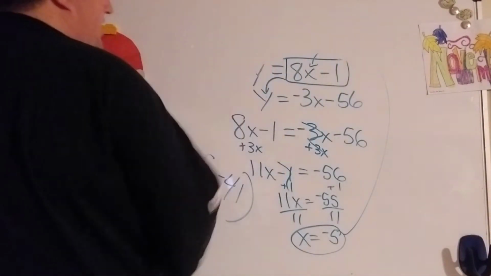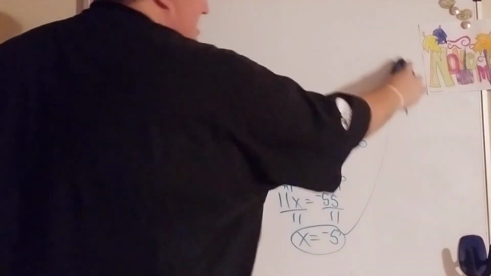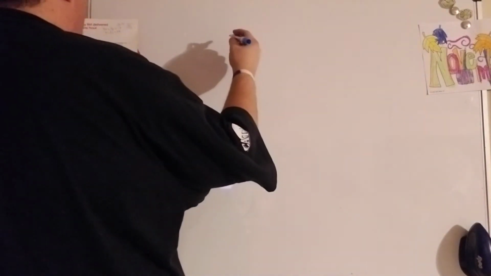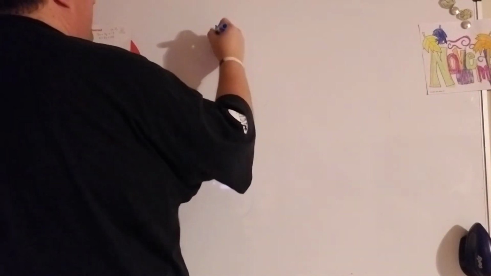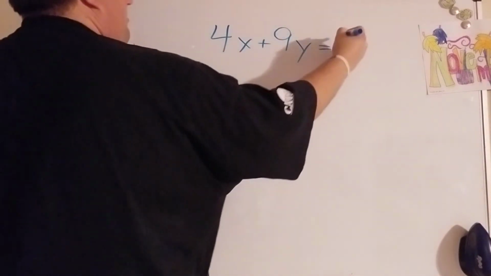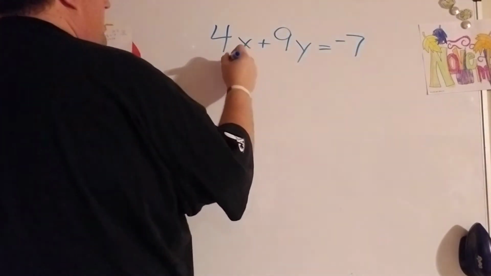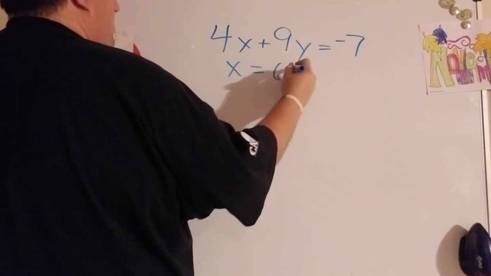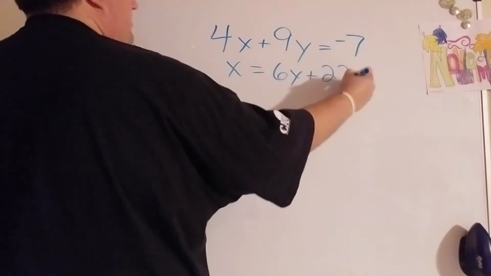All right. I got a couple more for you. Let's talk about them. Let's go with 4x plus 9y equals negative 7, and x equals 6y plus 22.